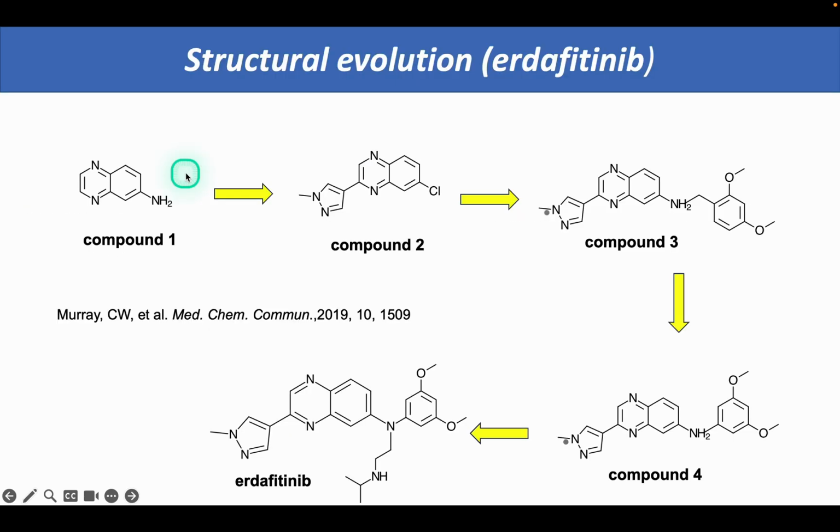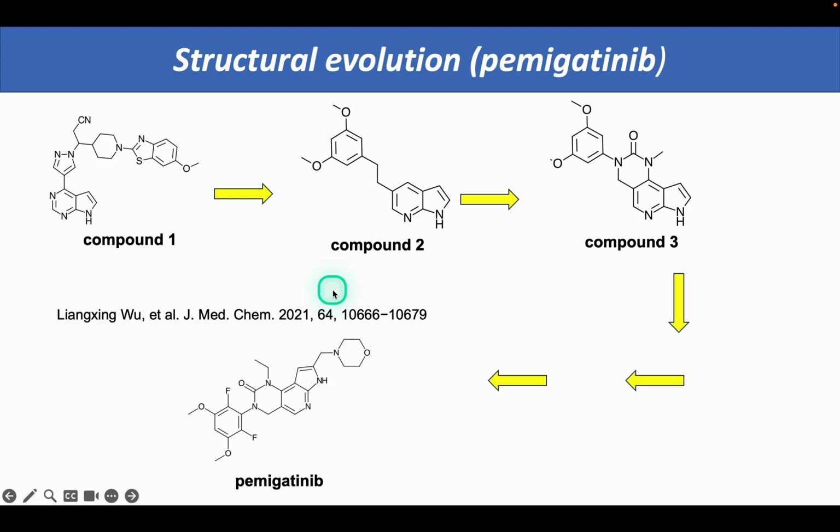We can visualize the structural evolution of Erdafitinib as the modification of the benzopyrazine heterocycle, also known as quinoxaline, to which various groups were added, such as the amino group in compound 1 and the heterocycle of methylpyrazole in compound 2, to optimize the pharmacological and pharmacokinetic properties until reaching Erdafitinib.